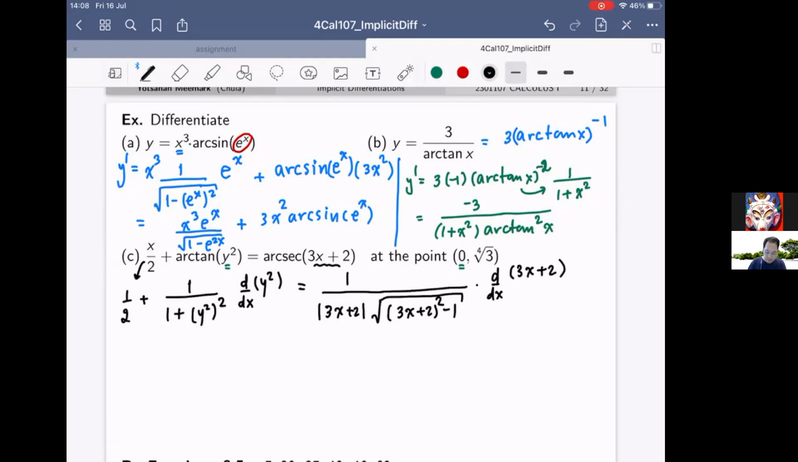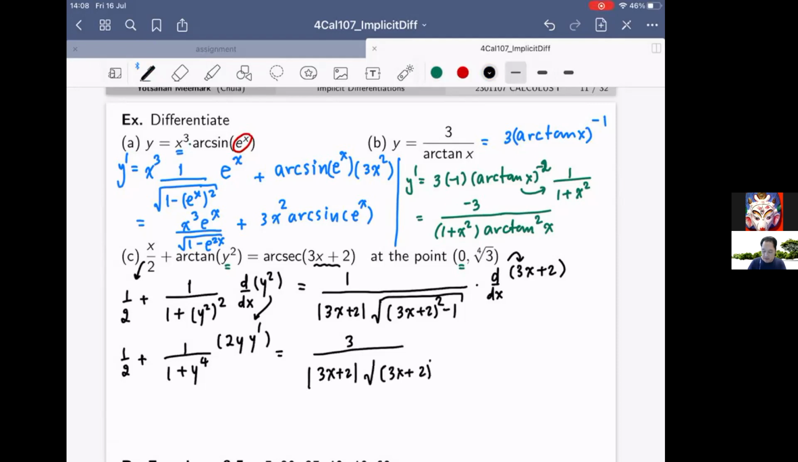Okay, so here you got a 1/2 and then 1 plus y fourth, right? And then this one is 2y y prime. You just simply use the chain rule. And this one, it is like 3 over, oh, sorry, this is equal. This whole thing, square root of 3x plus 2 square minus 1.